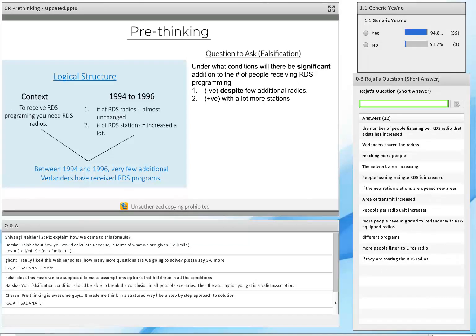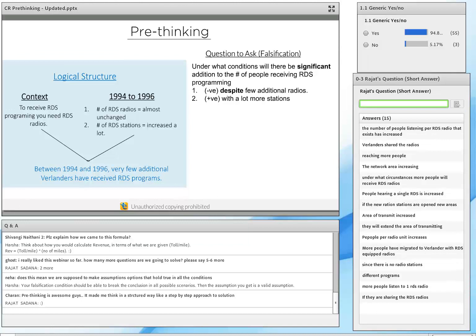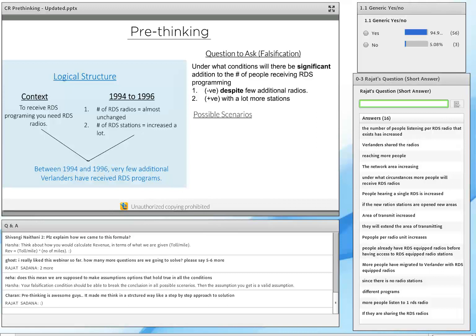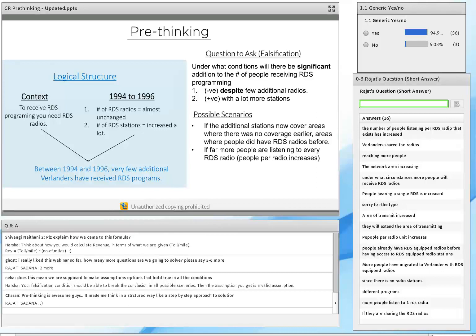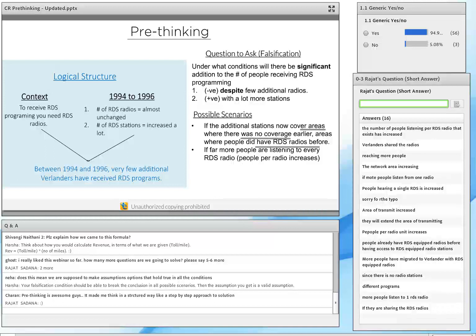If the new radio stations open more new areas, yes, Vivek says, right? No, who said that? Bharat is correct. If these new radio stations open new areas, the possible scenarios are: if the radio stations now cover areas where people had the right kind of radio, they had radios, but there was no coverage earlier. Or the second condition is that far more people are listening to every radio, so people per radio increases. In both of these cases, that's going to be the thing.